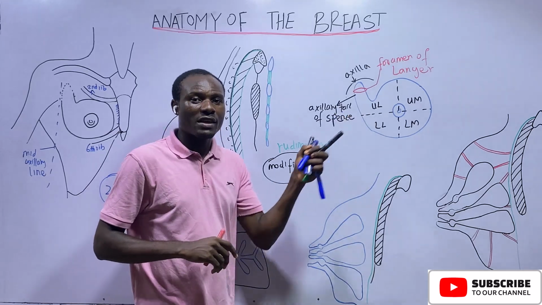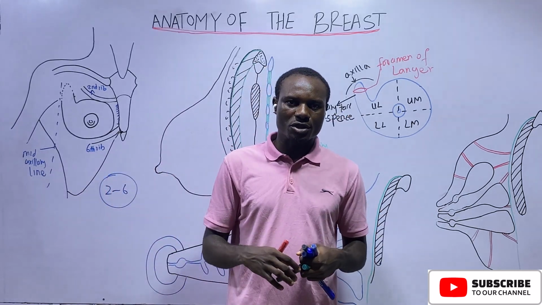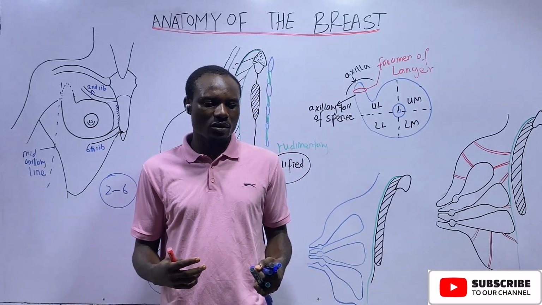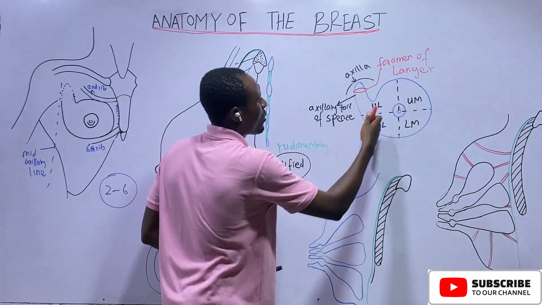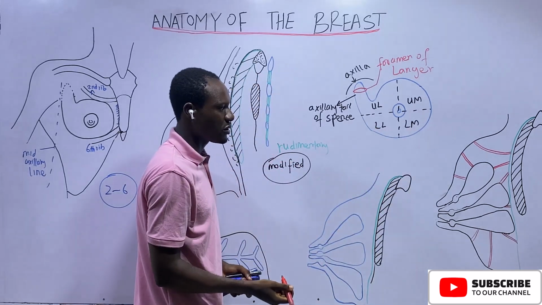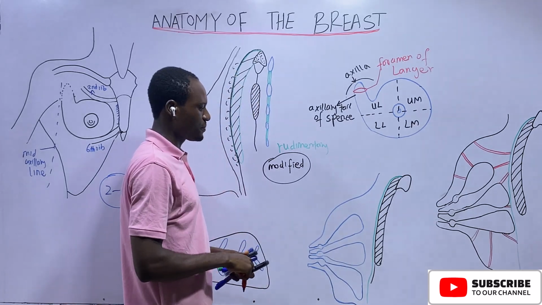What is the importance of the axillary tail of Spence? Most tumors of the breast are found in this region. So it is very much implicated in carcinoma of the breast. Okay, that is very, very important. So we have the upper medial quadrant, the lower lateral quadrant, and the lower medial quadrant. And this central conical structure right here is known as the nipple.